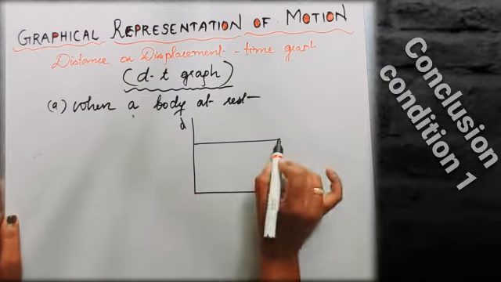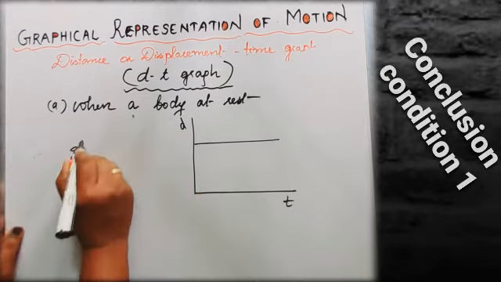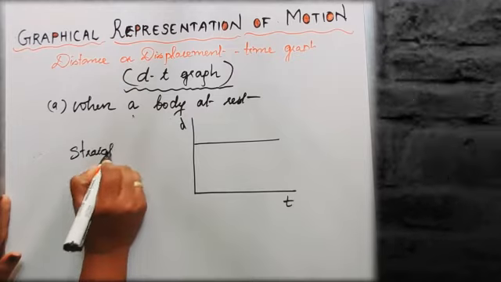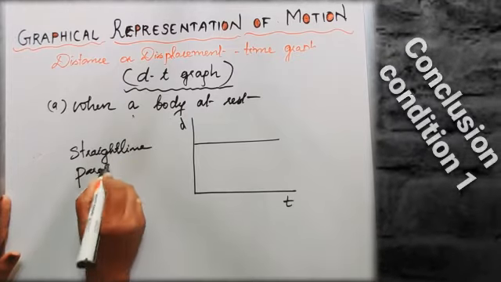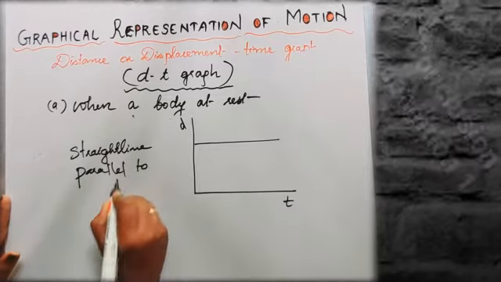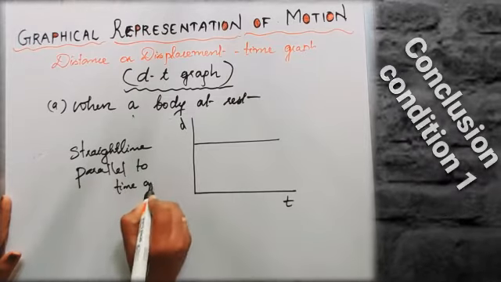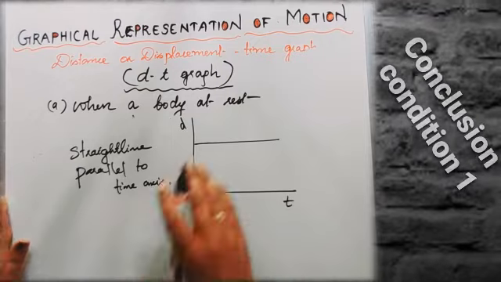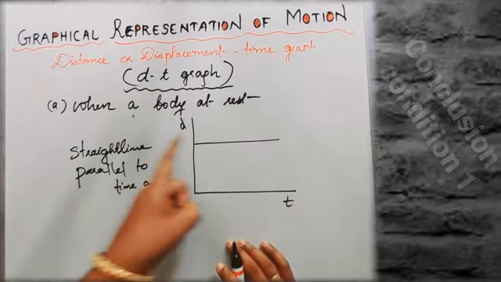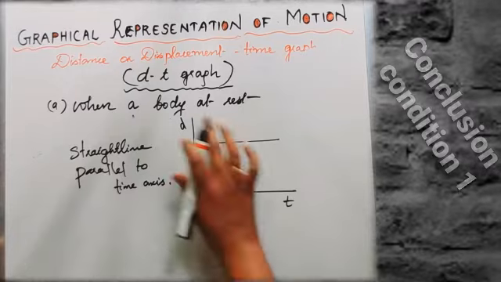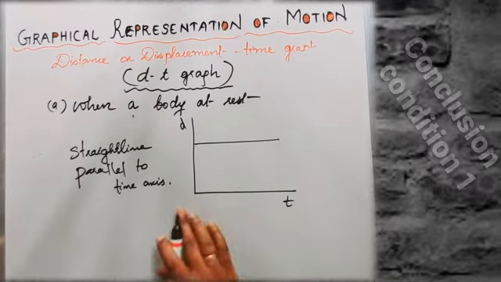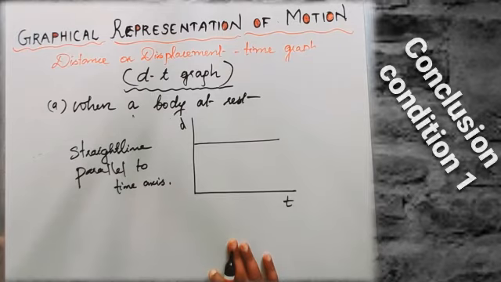It is a straight line parallel to the time axis. This is the answer. So when you are writing notes, you just write: when a body is at rest, which type of graph will you get? It is a straight line parallel to the time axis. Then write down straight line parallel to the time axis.